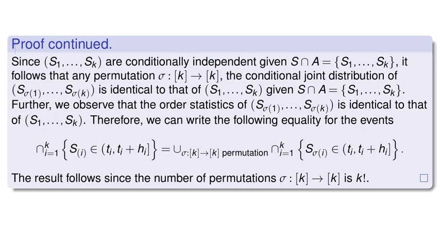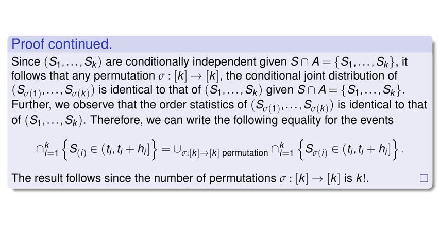Therefore, we can write the following equality for the events. The intersection from i equals 1 to k of S sub i, the ith ordered point, is in the interval open from ti to ti plus hi closed is equal to the union over all permutations sigma of integers from 1 to k to integers from 1 to k of the event intersection from i equals 1 to k of S sigma i is in the interval open from ti to ti plus hi closed.